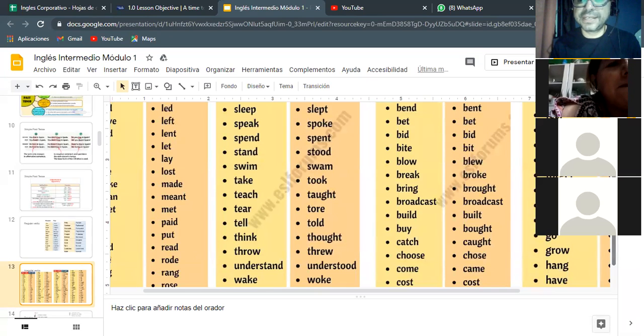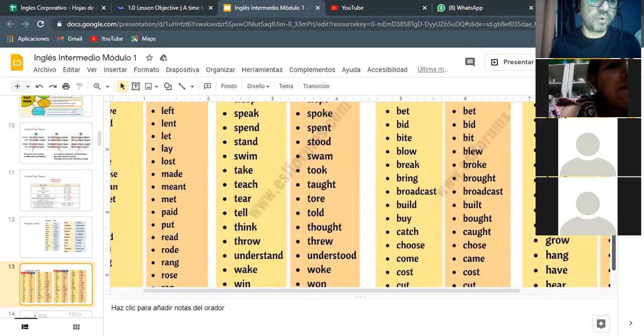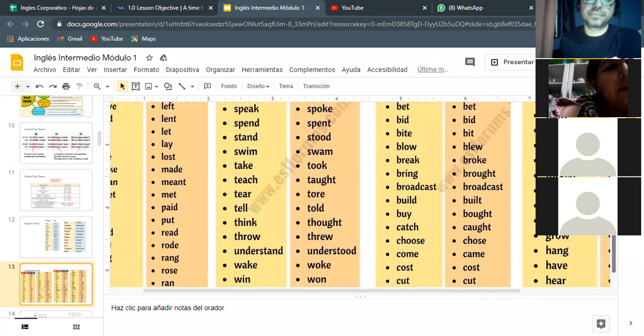Speak also is very easy. That is going to be for Hilda. Speak, teacher. Spoke. Okay. He spoke in the class, in the English class. Good, he spoke in the English class.